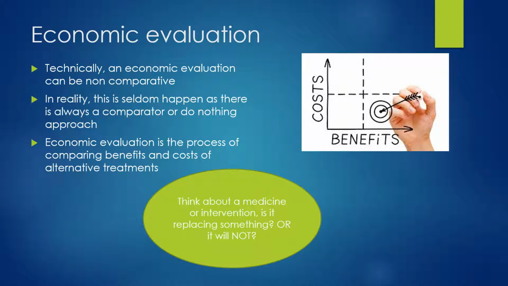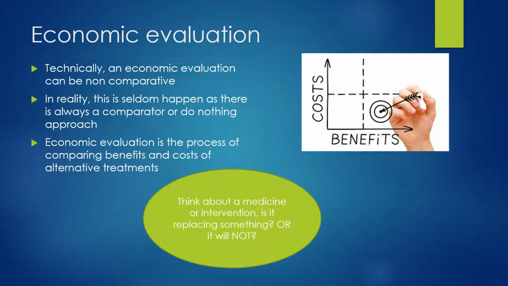In reality, you won't find a non-comparator whenever it comes to a medicine, a surgical procedure or something else. So we always have a comparator, and that's why when we look at the types of economic evaluation, you will always see that the definition depends upon a comparator. Now, in its simplest terms, economic evaluation is nothing but a comparison of cost and benefit of individual treatment options or individual choices.